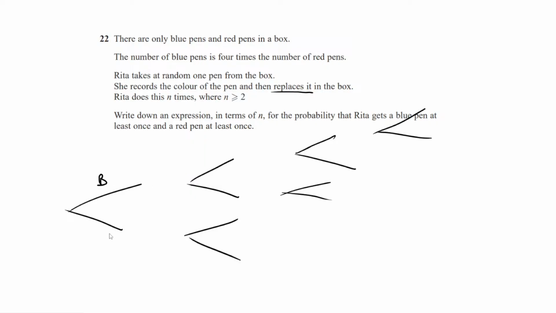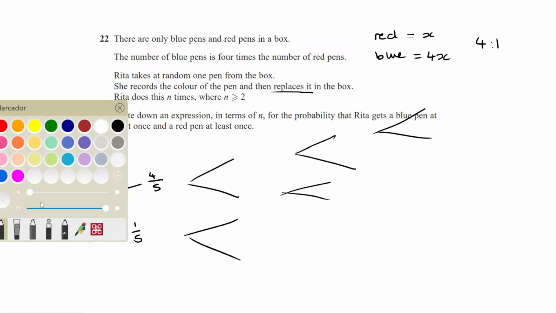You've obviously got either blue or red. So the number of blue pens is 4 times the number of red pens. So if you imagine red is x, blue would be 4x, wouldn't it? You don't have to necessarily use algebra again, but I'm just going to use that for now. So in terms of fractions, or you could think of it as a ratio, you've got 4 to 1, haven't you? So the probability of getting a blue pen, we don't know how many there are, but we know that it's 4 out of 5, isn't it? And then red is 1/5. I think you need to know at least that as you go through.